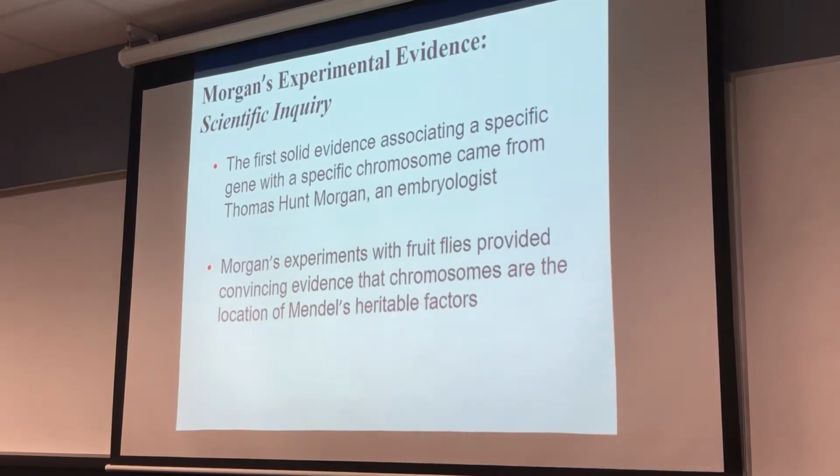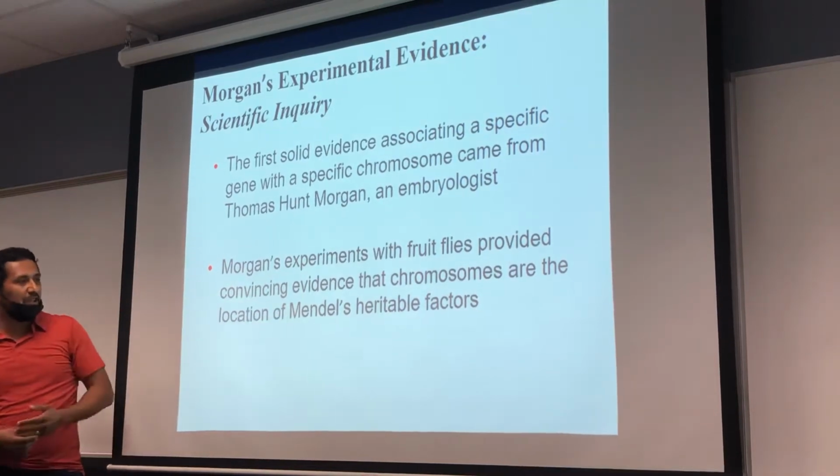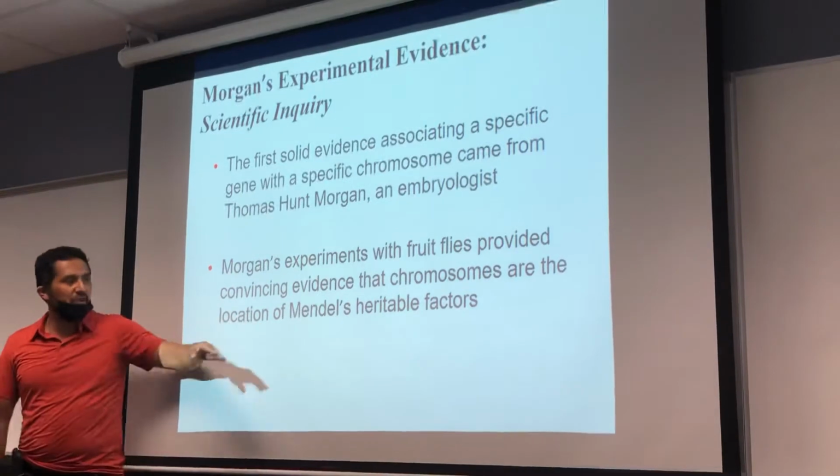All right, so here now we go to another subject. Now we're going to go over Morgan's experiment evidence. This is scientific inquiry. The first solid evidence associating a specific gene with a specific chromosome came from Thomas Morgan, an embryologist. He did these experiments on fruit flies, and that provided convincing evidence that chromosomes are the location of Mendel's heritable factors.